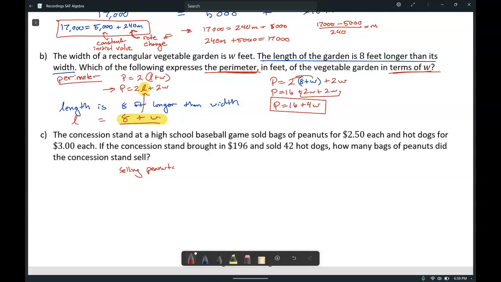peanuts, and we are selling hot dogs to earn money. Okay, we're selling peanuts and selling hot dogs to earn money. And so now we can go through and look at what is it we're trying to solve for. Well, we're trying to solve for how many bags of peanuts were sold. When we're asked for a specific value, such as how many bags of peanuts were sold, that usually will be your variable that you have to solve for. So we can define our variable as P for bags of peanuts.